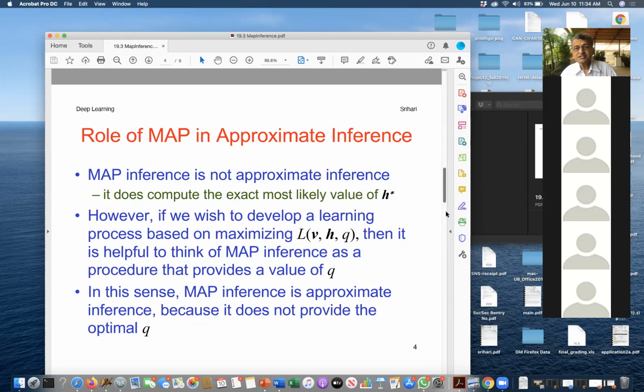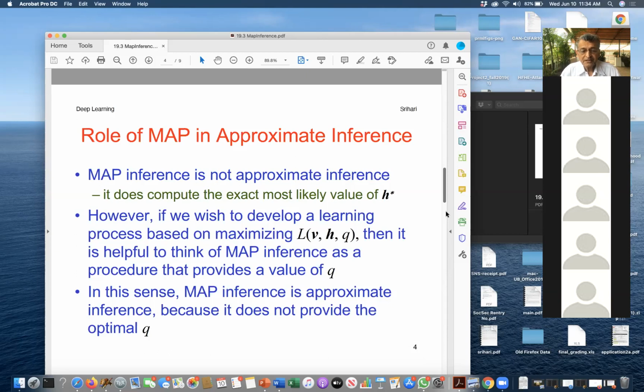So why does this appear in approximate inference? We say MAP inference is not approximate inference. It does compute the exact most likely value of H star. It just tells you what is the most likely value of the hidden unit or hidden units, right? It could be more than a single value. So we say H is a vector, and what is the most likely value of that vector? MAP inference gives you that.